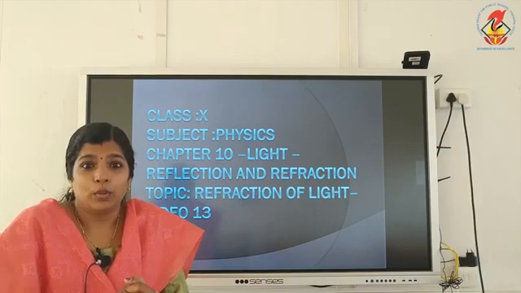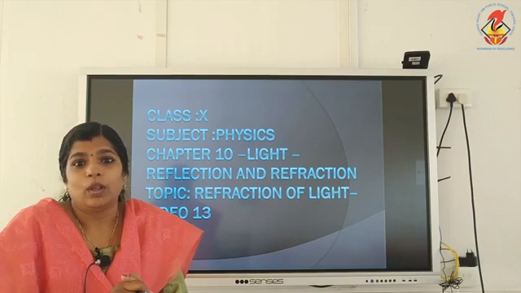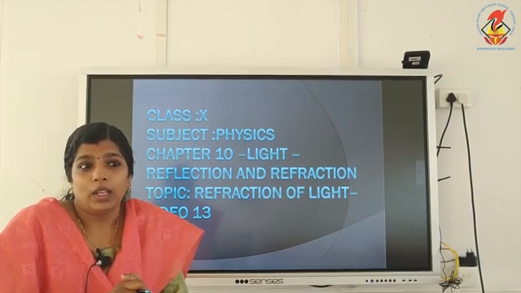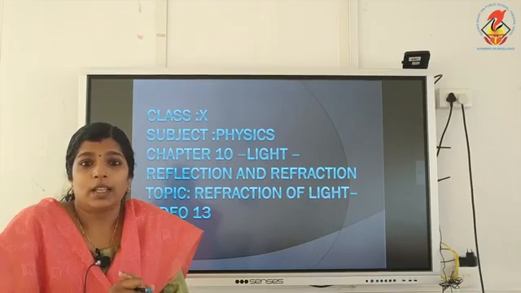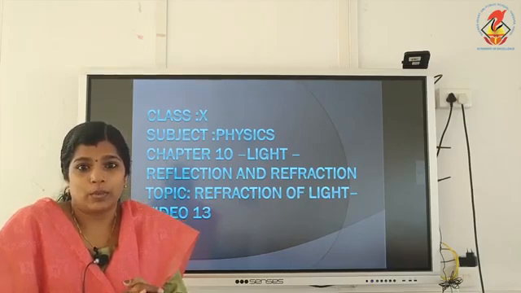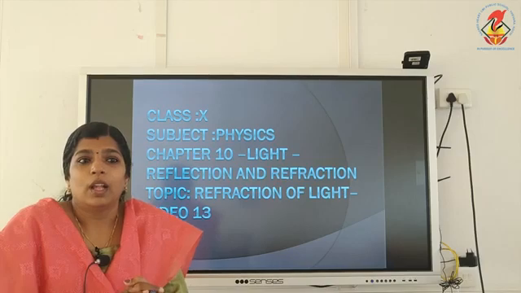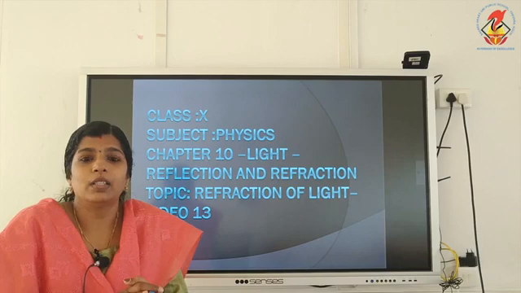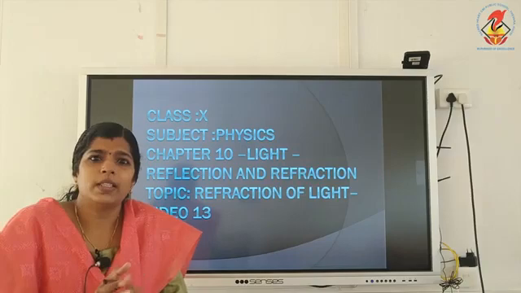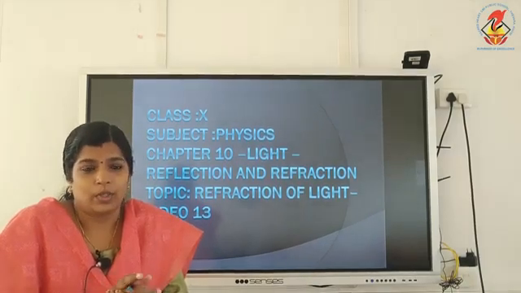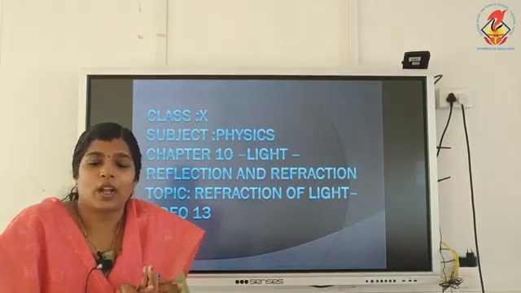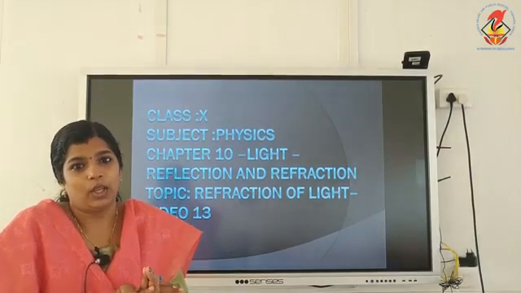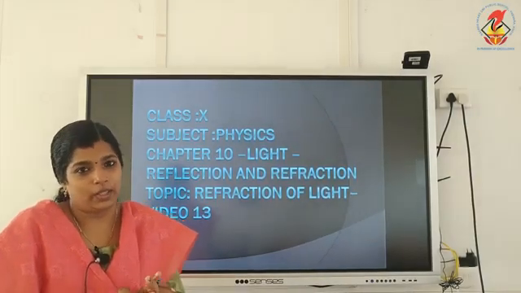You can see the formation of a rainbow. Then you can see the sunlight traveling through the atmosphere. That sunlight undergoes continuous refraction by the atmosphere. So many examples you can see from nature. So now we will study what is refraction of light. Okay, what is refraction of light?